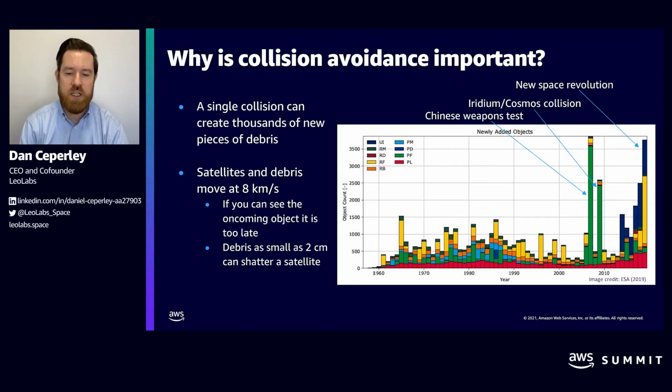So if you look at the plot on the lower right here, this is an interesting plot from the European Space Agency. And it shows every single year how many new objects were created in space. And you can see there's kind of a steady introduction of new objects over the last few decades, many from new launches and satellites that were put into space. But there's a few spikes off to the right side. The middle one, labeled the Iridium Cosmos collision, was the biggest collision to date between a defunct satellite and an active commercial satellite. And it created 2,500 pieces of debris, many of which are still in orbit today.